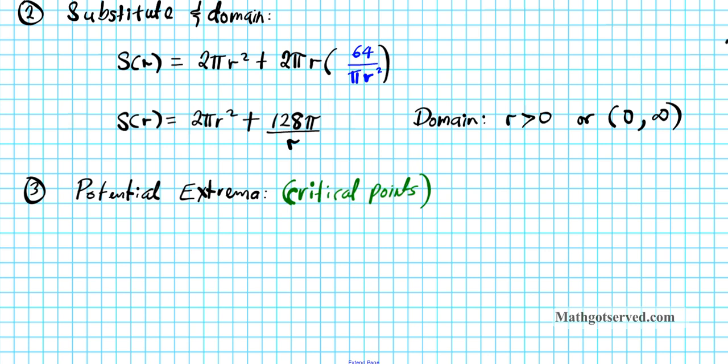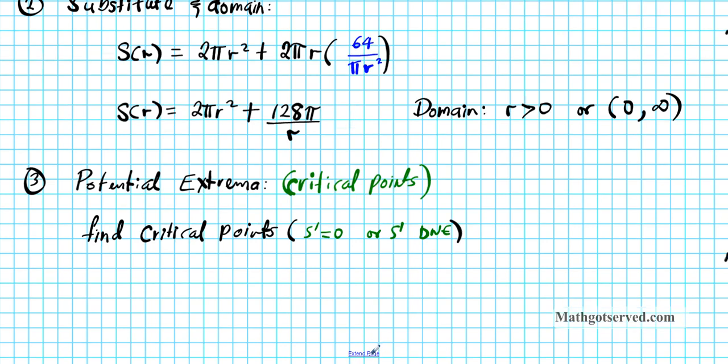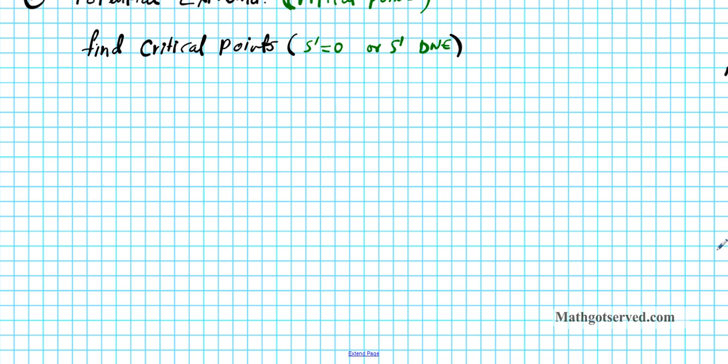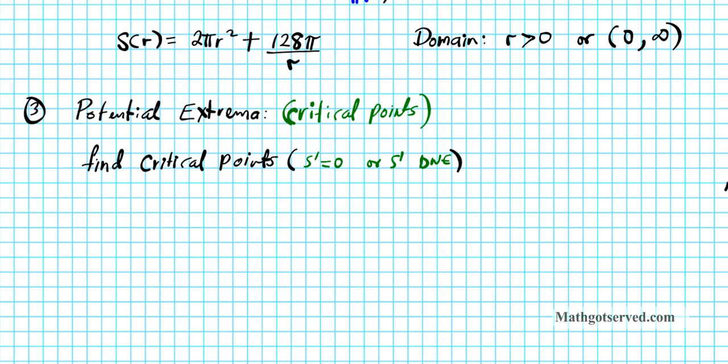How do we find the critical points? To find the critical points, you look for where the derivative of the function, s prime in this case, is equal to 0, or s prime does not exist, right? So those are the critical points for the function. Okay, so let's go ahead and rewrite the optimization function, since that's what we're optimizing, that's what we're going to differentiate. S of r is equal to 2 pi r squared plus 128 pi over r.